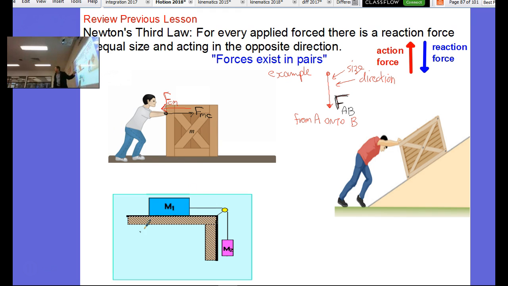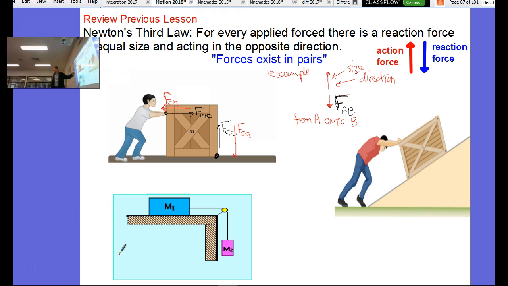Now, there is a second pushing force in this scenario. Where would that occur? Think about point of contact. Crate to the ground, very good. So we've got a push here of the ground pushing back onto the crate. So from the ground onto the crate, and then an equal and opposite reaction where the crate pushes onto the ground.